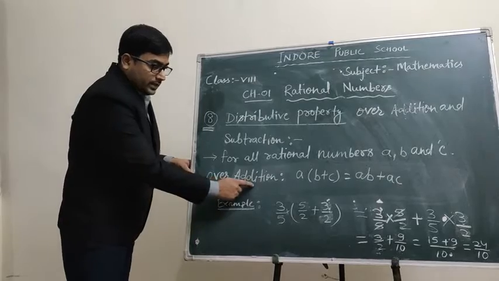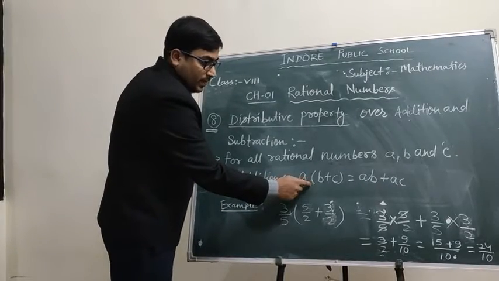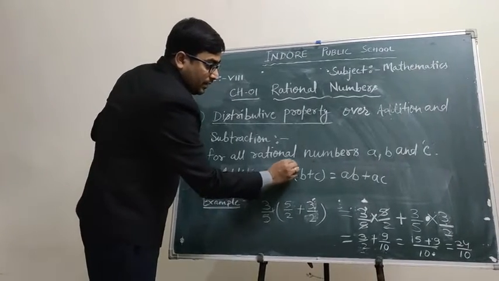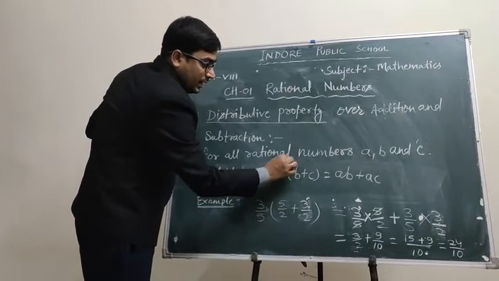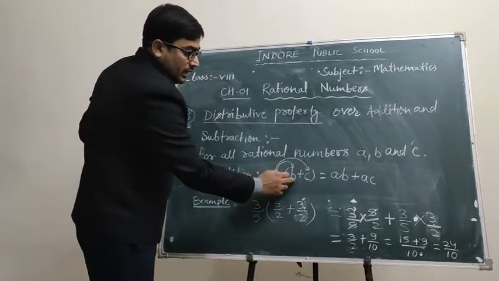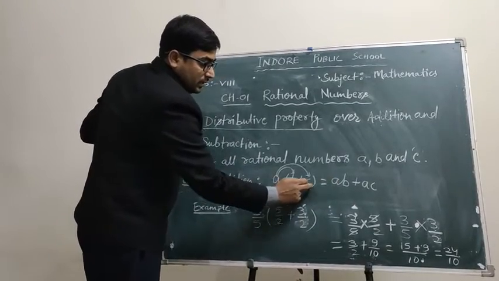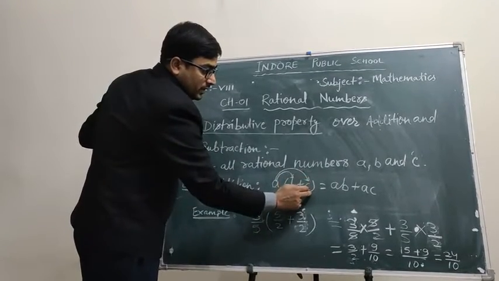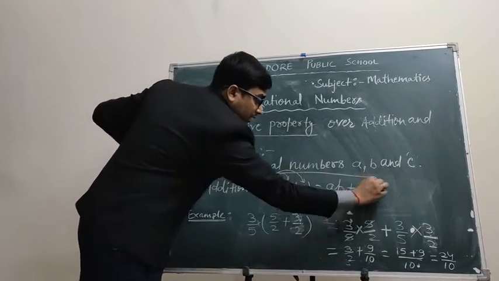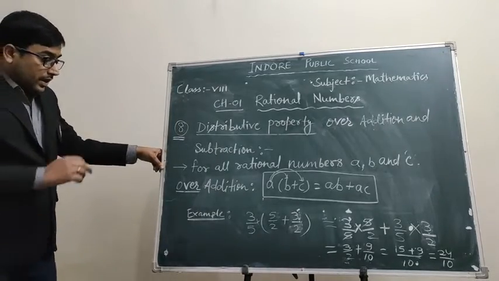For over addition, A, here no sign dear student, that means here multiplication sign. A multiplied with B and A again multiplied with C. If you multiply A into B, we get AB, plus A multiplied with C, we get AC. Please note that this is the distributive property over addition.